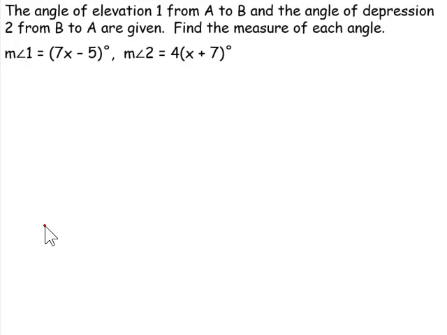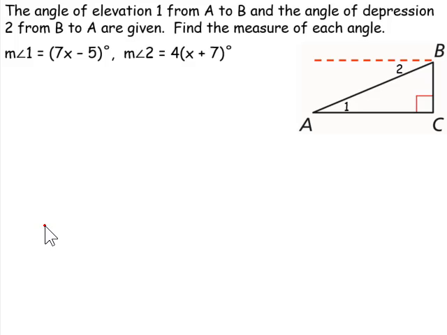We are now on our final do now question. It states that the angle of elevation, angle 1, from point A to point B, and the angle of depression, angle 2, from point B to point A are given. Find the measure of each angle. So this is pretty much what we're given. We have an angle of elevation and we have an angle of depression.